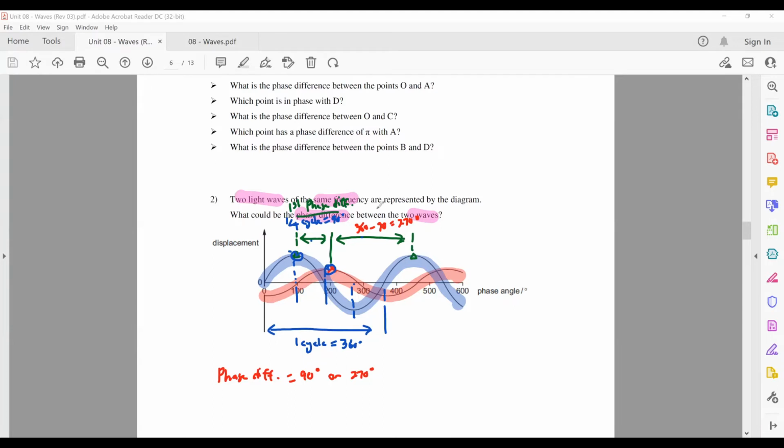This one is for the first one. This one is for the second one. This is the second phase difference. Right? So there you have it: 90 or 270 degrees.